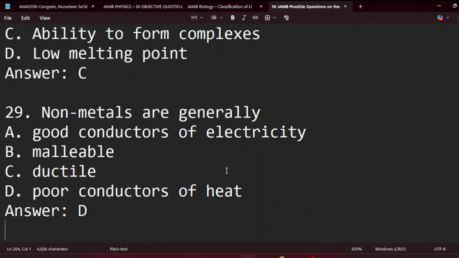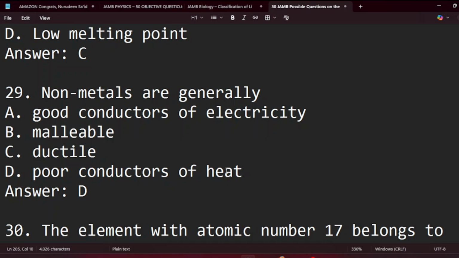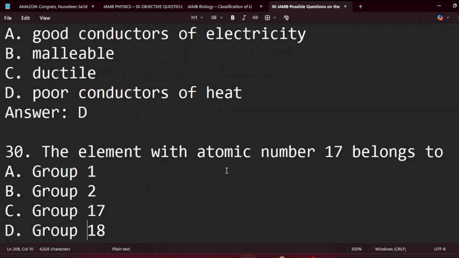Question number 29. Non-metals are generally A. Good conductors of electricity, B. Malleable, C. Ductile, D. Poor conductors of heat. The answer is D, which is poor conductors of heat.